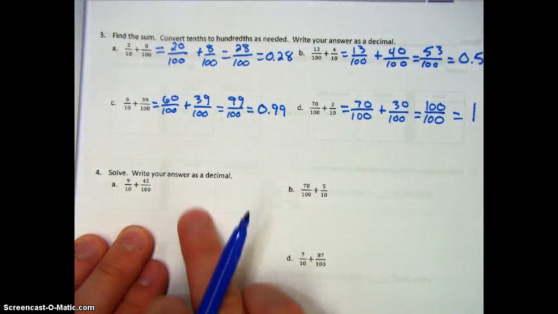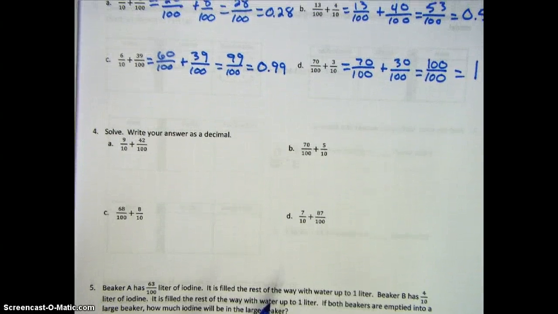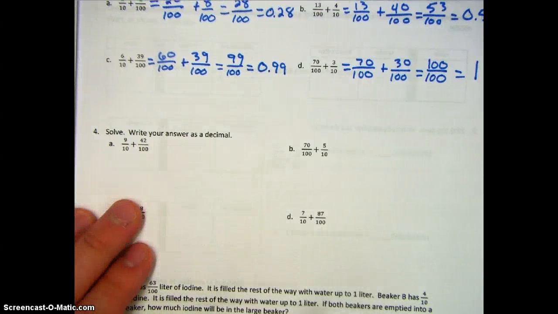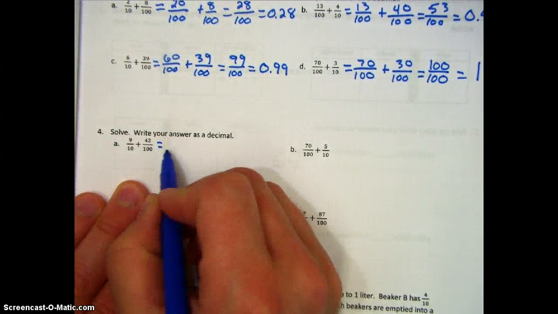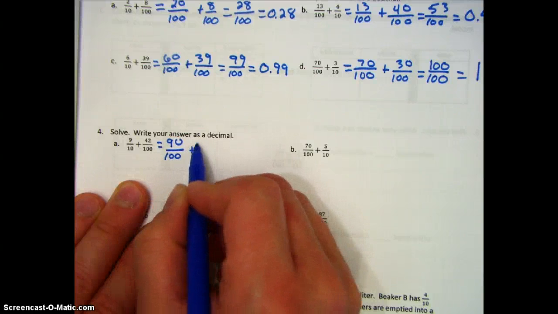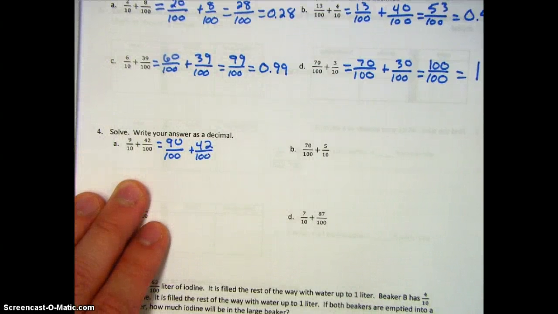Okay, so we're going to take a look at 4A. Now what's going to make these ones a little bit different is that all of these are going to be going over 1. Okay, so we're going to have 90 hundredths plus 42 hundredths. Okay, now what's different about this is we can solve this a couple of different ways.